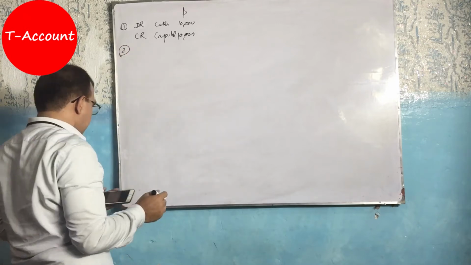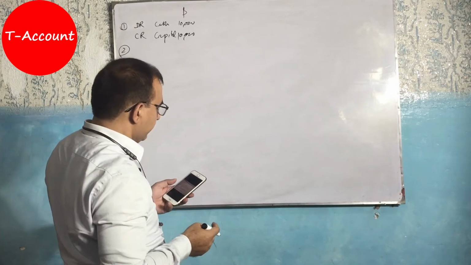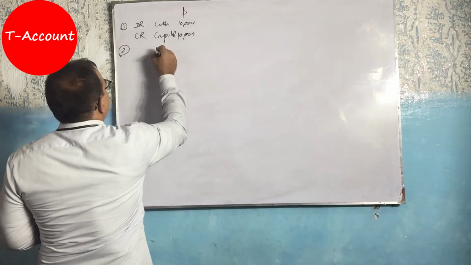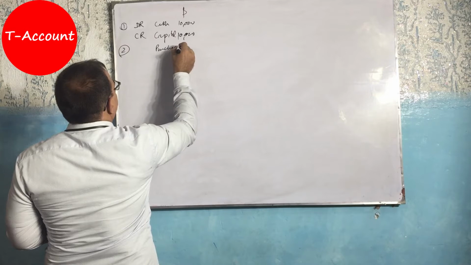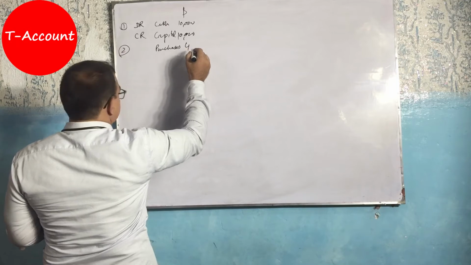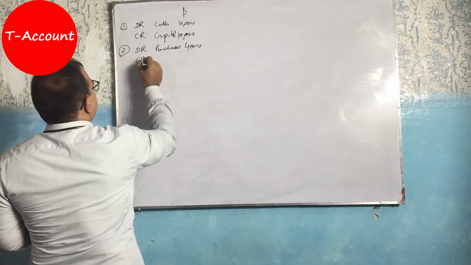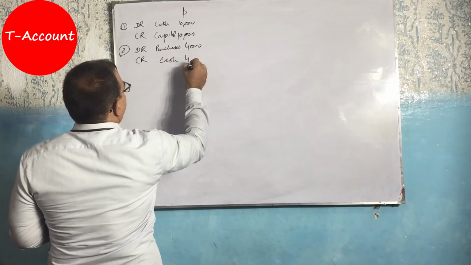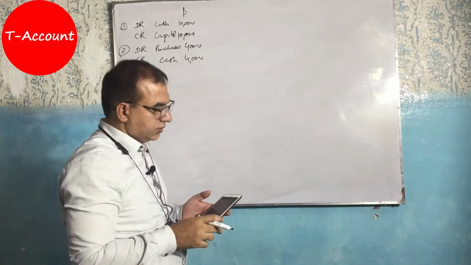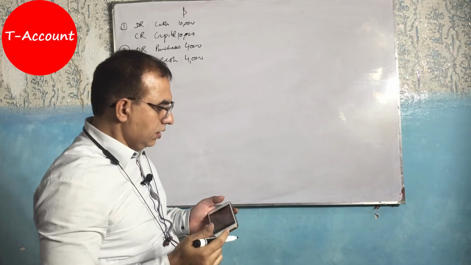On January 2, buys supplies for 4,000 and pays by check. Purchases for cash. How much was that? 4,000. Purchases debit and cash credit 4,000. Entry 3. I'm a bit faster, but if you need any more details, you can comment and I'll give you that information as well. Entry 3.